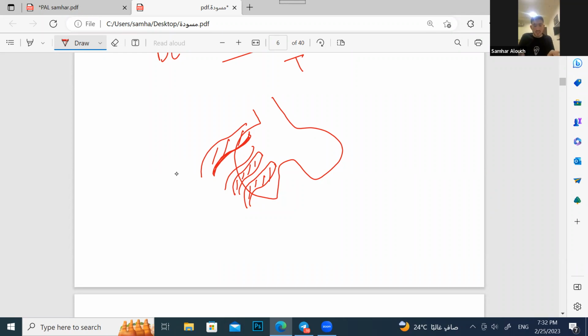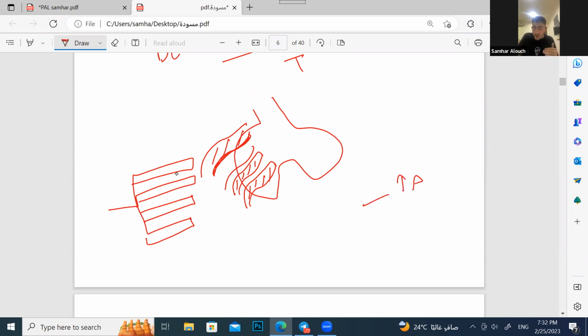So now this is called recruitment. We have a capillary that is open and another capillary that's open, and a capillary that is closed and another that is closed. After we exercise, we have recruitment. We are making more capillaries work. So we open more capillaries. When we are opening these capillaries, we are increasing the surface area. And if we increase the surface area, we are increasing the DL, the diffusing capacity.